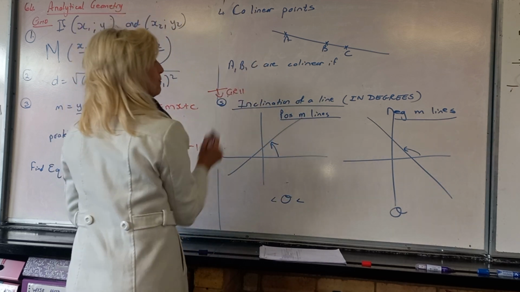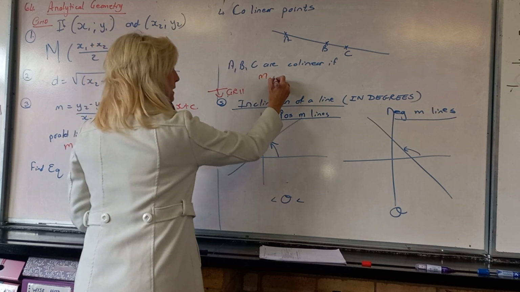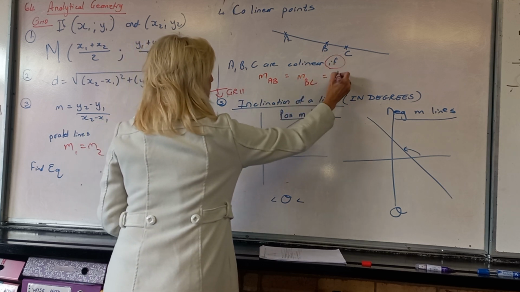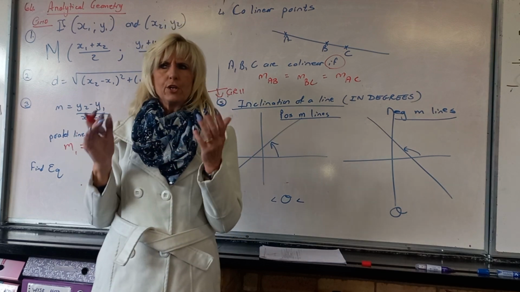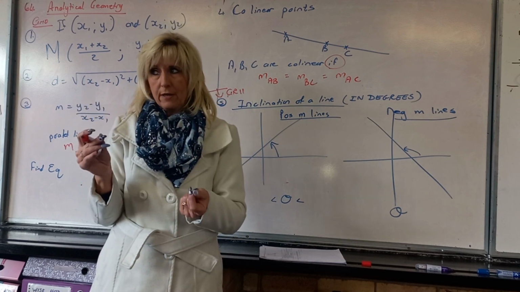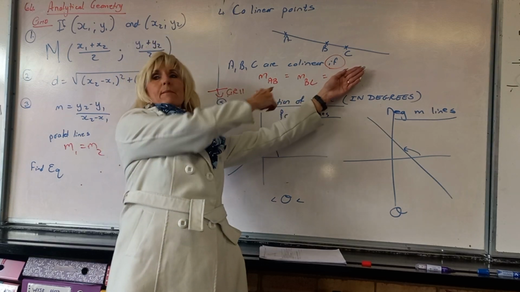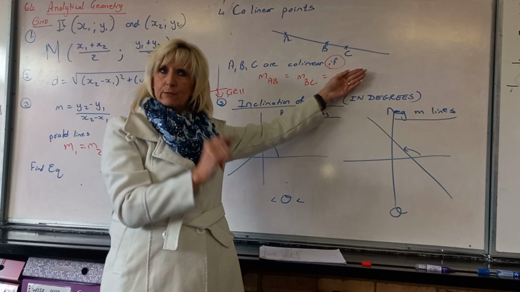So the technique is to prove that gradient AB is the same as gradient BC is the same as gradient AC. And very often people say, man, if I only do 2, that's fine. It's not fine. If you only do 2, you have to then say, but B is a common point, and if you don't write that, you don't get the marks.